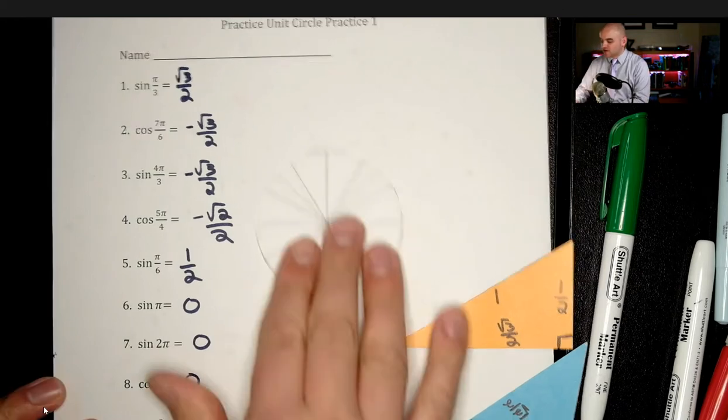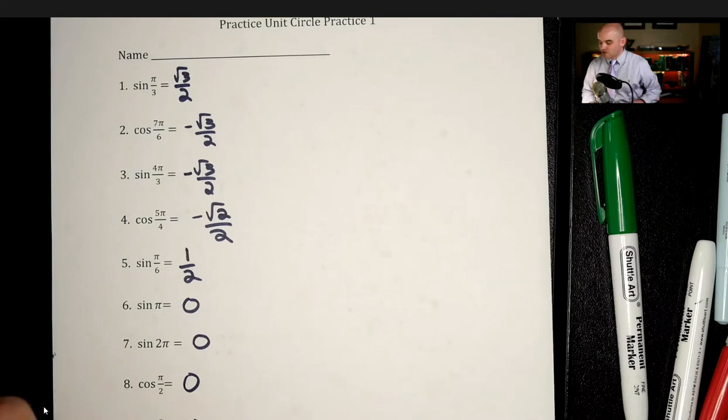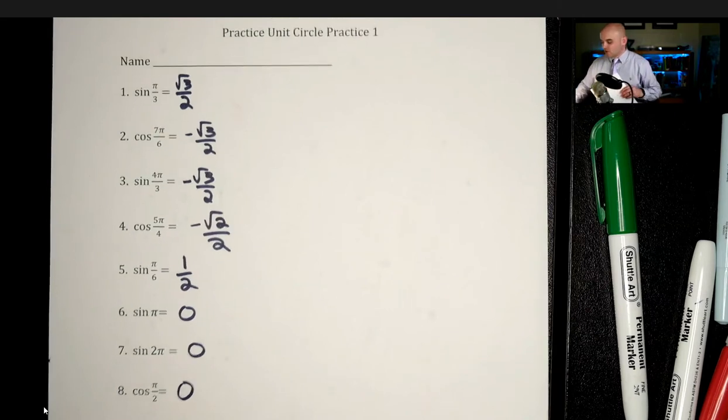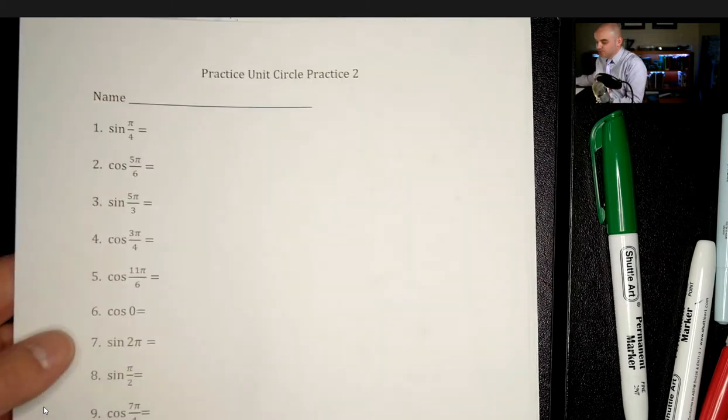Now, we will make these a little bit tougher as we go along. Notice we only had 2 trig ratios that we went through. For the first couple, I keep it to just sine and cosine, so we get used to working with that. Let's look at quiz practice number 2.